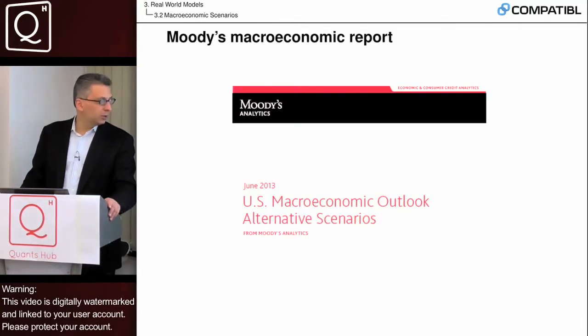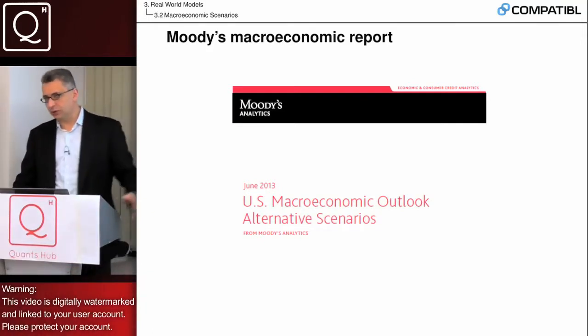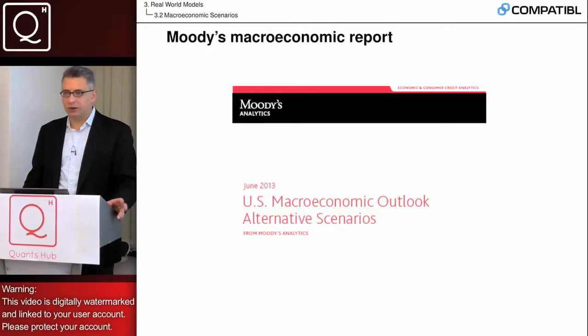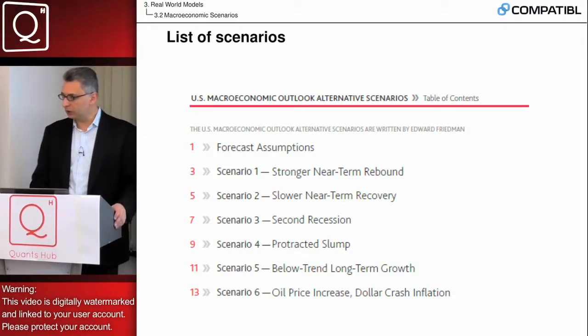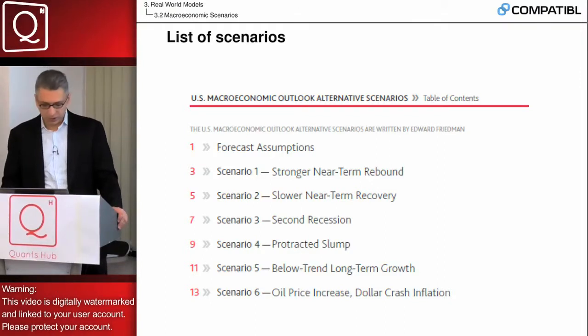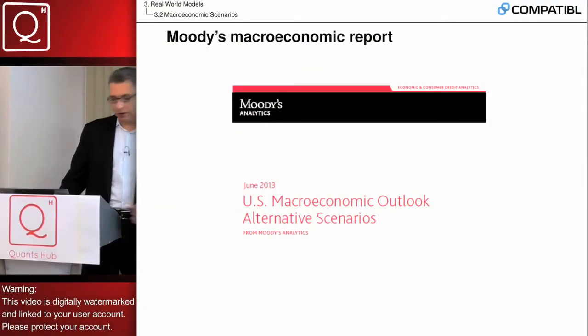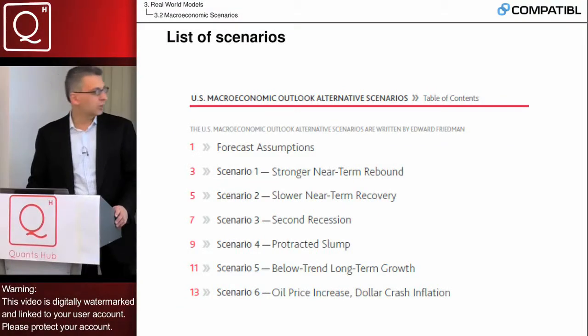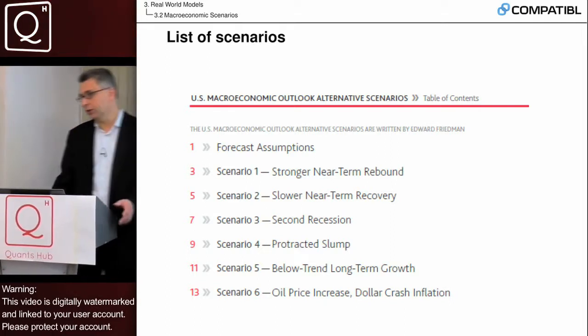And also there are some rating agency forecasts, right? And again, this is of course not exact science. Nobody can claim exact science over something that will happen in 30 years. But here's Moody's, and by the way, that's not the only one. It's just the first one that I randomly found. Moody's 2013 U.S. macroeconomic outlook alternative scenarios. Forecast assumptions. Scenario 1, stronger near-term rebound. Scenario 6, oil price increase, dollar crash, inflation.